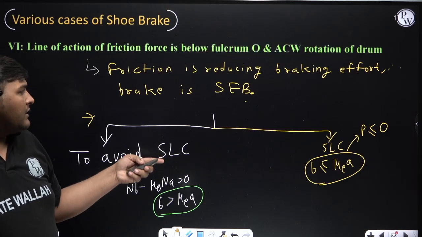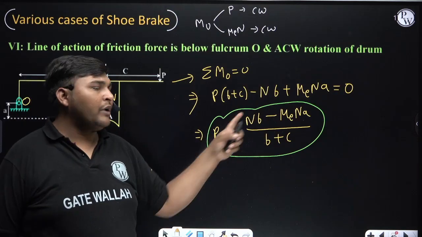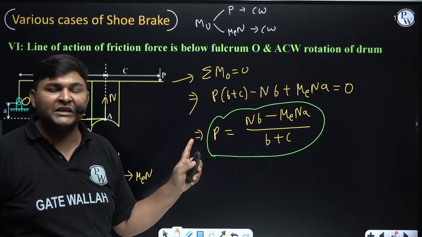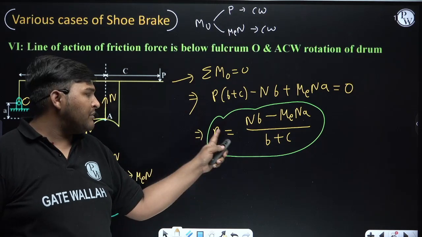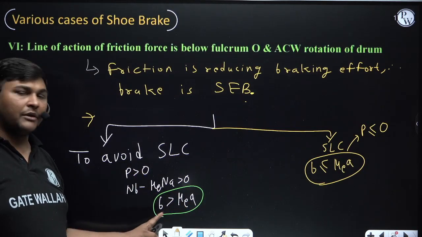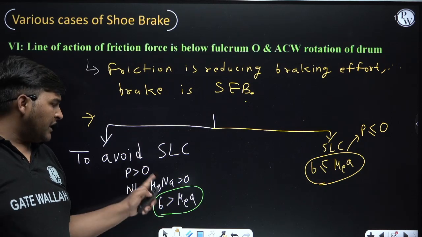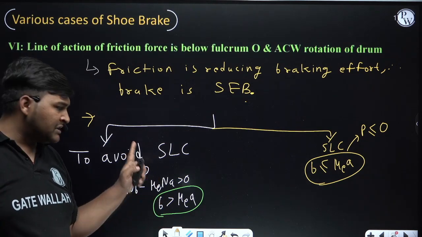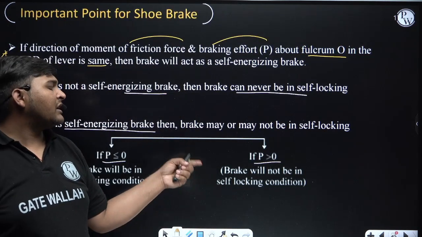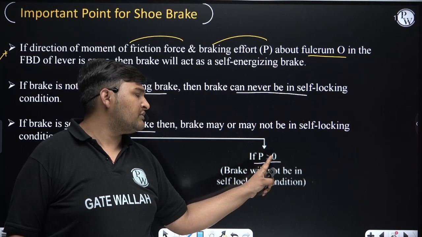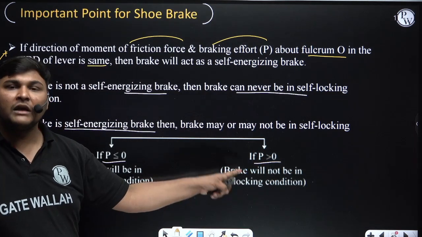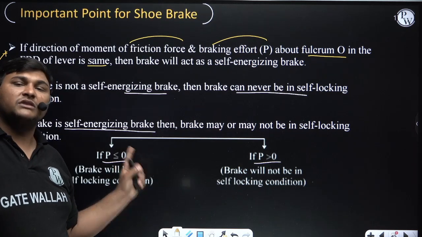So first find the relation between P and mu and n. This brake is self-energizing, which means it can be in self-locking also, or it may not be in self-locking. To avoid self-locking, P must be greater than 0, and to ensure P is greater than 0, find the relation which is coming. If we are satisfying this condition, the brake will not be in self-locking condition, and if this condition is not satisfied, the brake will be in self-locking condition. So if the examiner is asking the condition to avoid self-locking, find the relation which will ensure P is greater than 0. If that condition is satisfied, it will not be in self-locking. If it is not satisfied, it will go into self-locking condition.